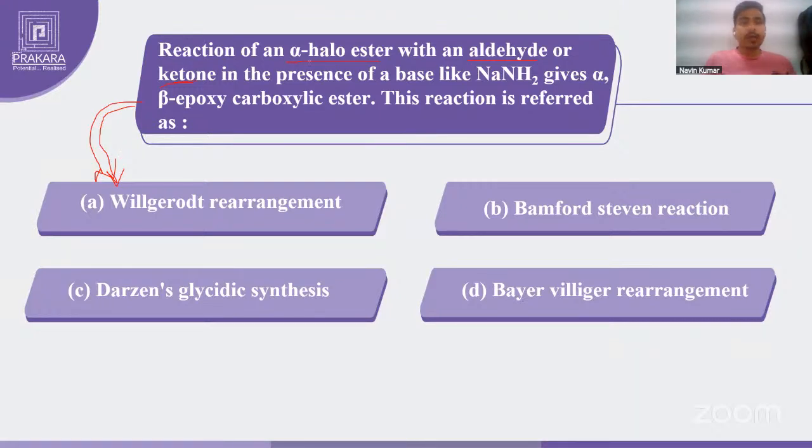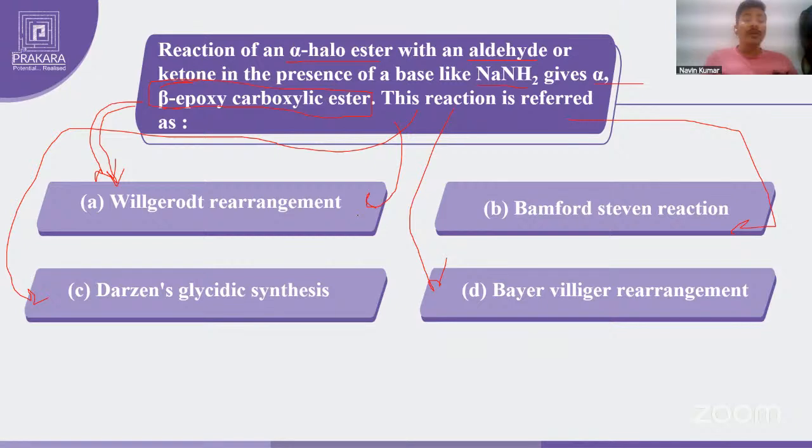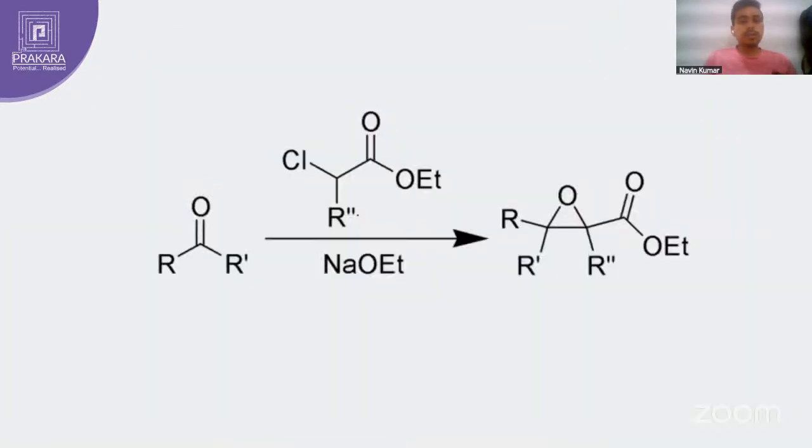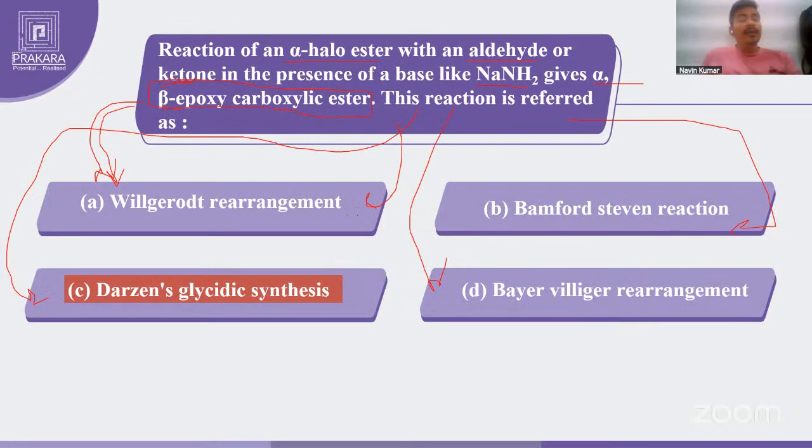The question is, if the alpha haloester and aldehyde react in the presence of a base, that is sodamide, giving alpha beta epoxy carboxylic ester, then what will be the reaction? For this, you need to remember the different kinds of reactions. For now, just remember the correct answer is Darzens glycidic synthesis, which we are going to discuss here.